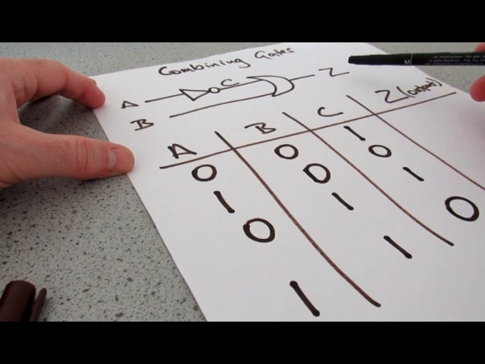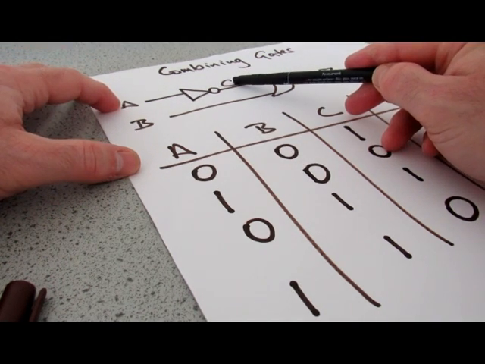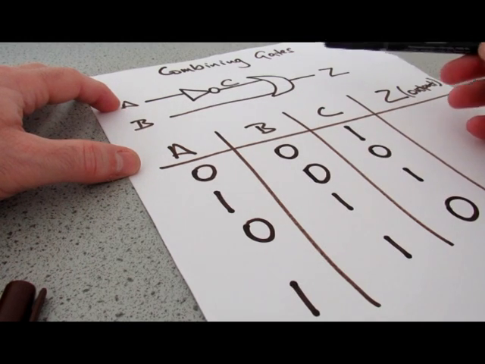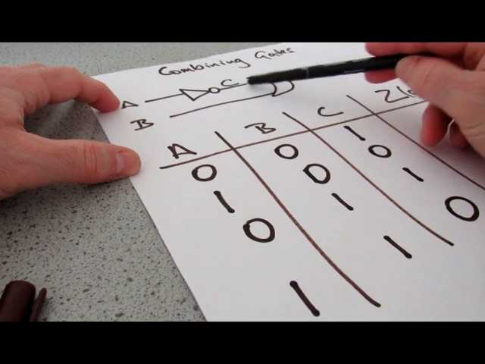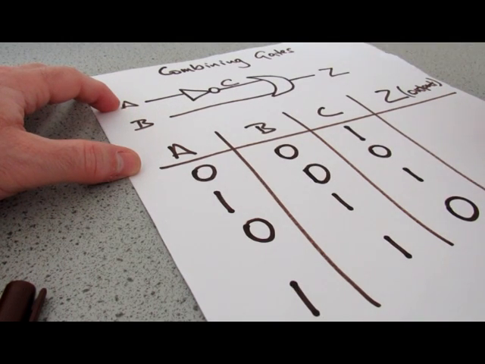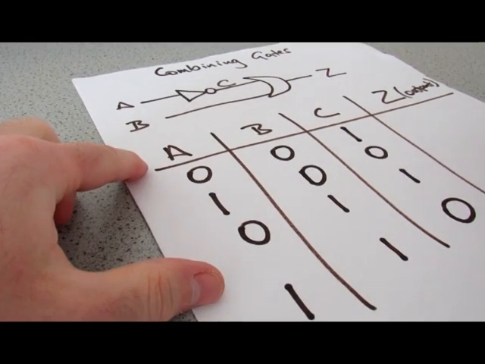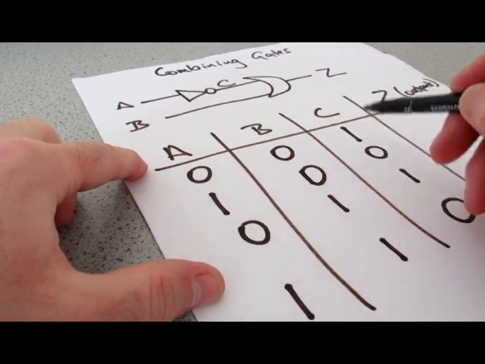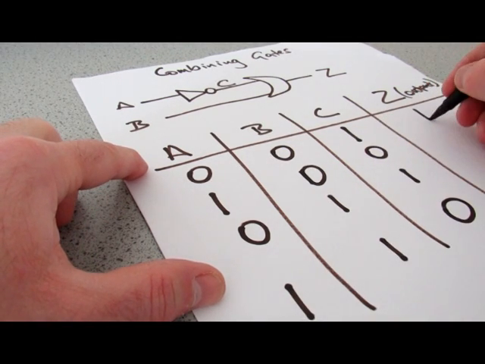So the point to remember here is that whatever A is, C is the opposite, because it's an inverter. And as long as B or C is on, then I will get an output at Z. As long as B or C is 1 or high, I will get a high output at Z. So if we go down the list here, if A is 0, C is 1, as long as one of B or C is on, I will get an output.